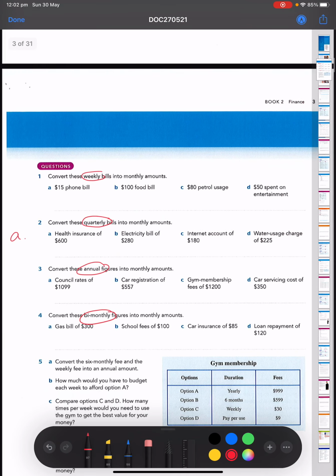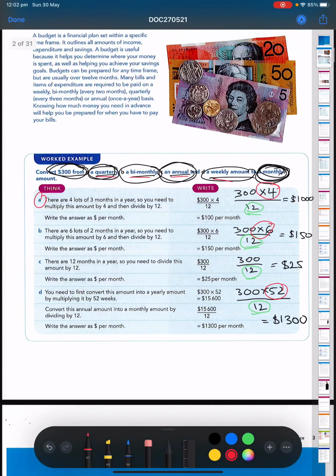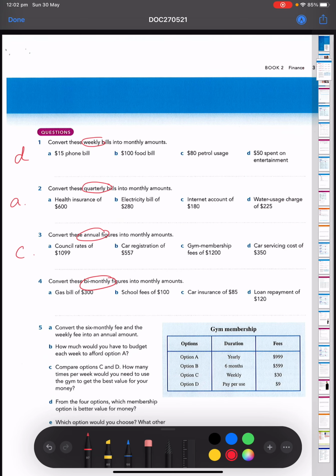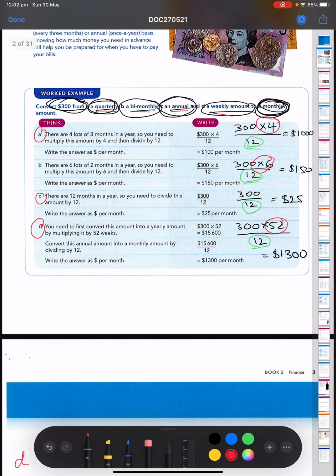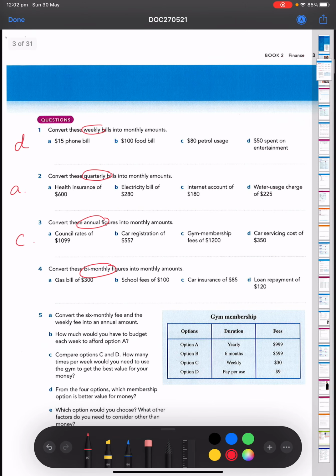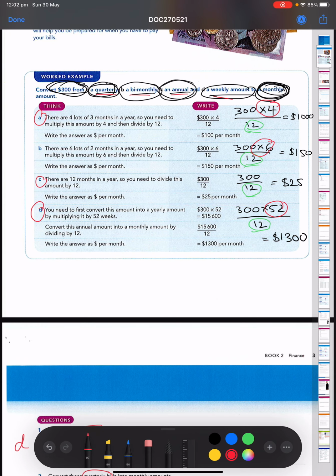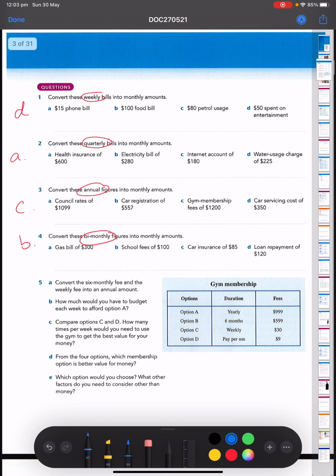For weekly, you are going to look at example D up here, so this one here. For annual, you are going to look at example C up here, which is this one that we did. And then for bi-monthly, you are going to look at example B up here, but follow the exact same working out. The only thing that's changing for you is the 300, into whatever amount of money they're asking you to do, but those steps will be the same. And then having a go at question 5, so figuring out whether it's asking you for 6 monthly, weekly, biannually, and having a go at that question there.